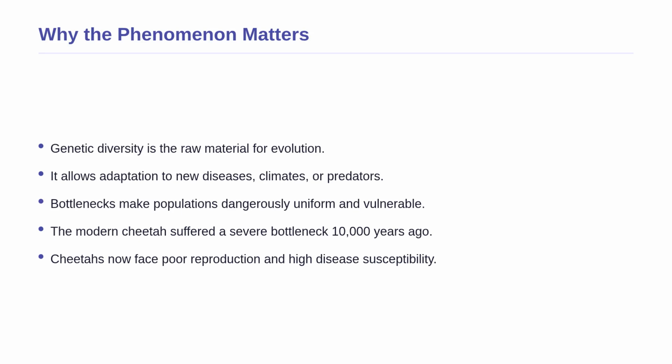So, why does this loss of variation matter so much? Understanding the bottleneck phenomenon is absolutely crucial because genetic diversity is the raw material for evolution. It is exactly what allows a population to adapt to new diseases, climate changes, or predators. When a bottleneck wipes out this diversity, the population loses its evolutionary flexibility and becomes dangerously uniform.